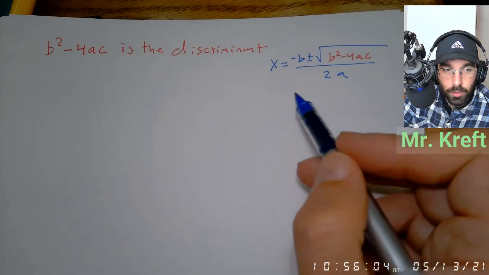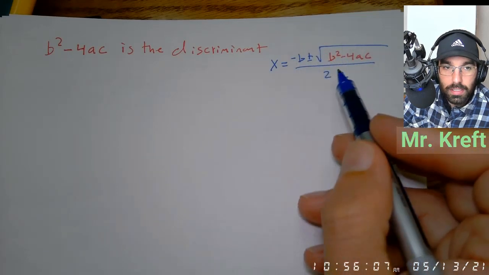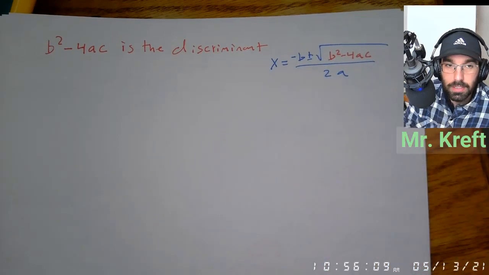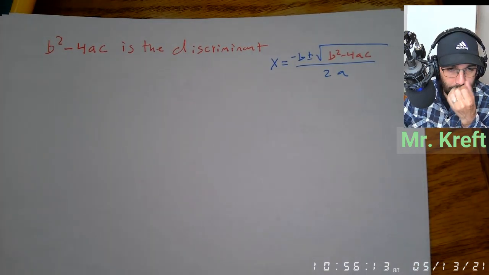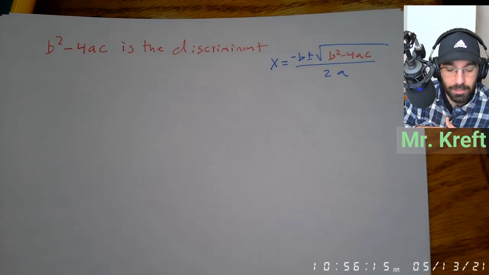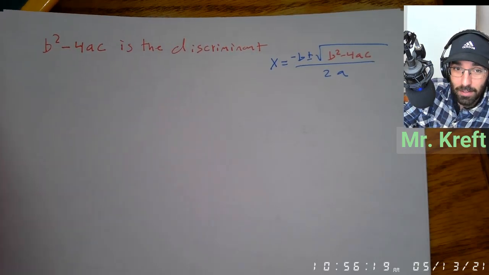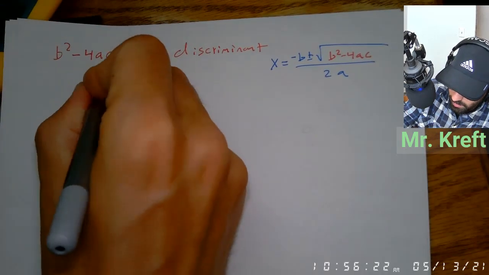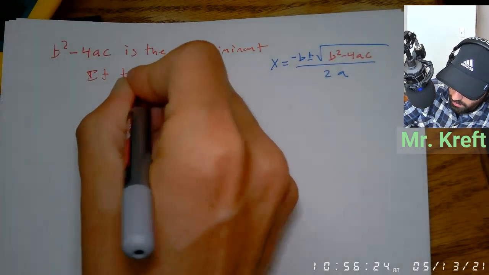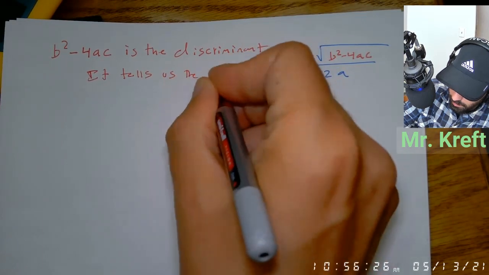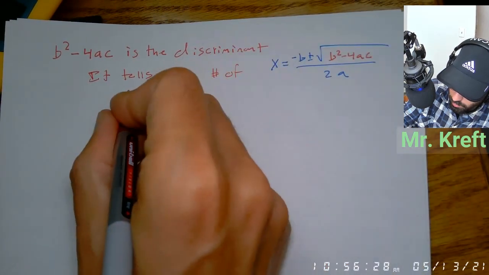So within the quadratic formula, we're looking at this red piece, the b squared minus 4ac. That's our discriminant. And we have to remember, and I know I'm writing this down again, it tells us the number of solutions.